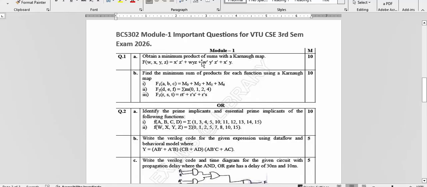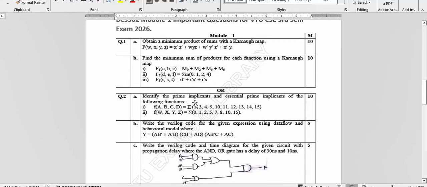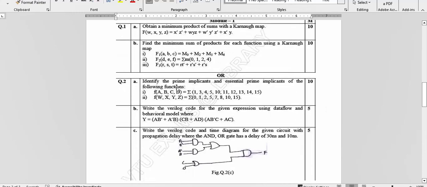Okay, so go through the different problems, you will be able to solve it. Practice at least whatever questions I have displayed, practice those problems. You will definitely be able to solve them. Okay, so you can definitely score the marks. 10, 20 marks you will easily get, right? Next, prime implicants and essential prime implicants of the following function. So here also 10 marks.